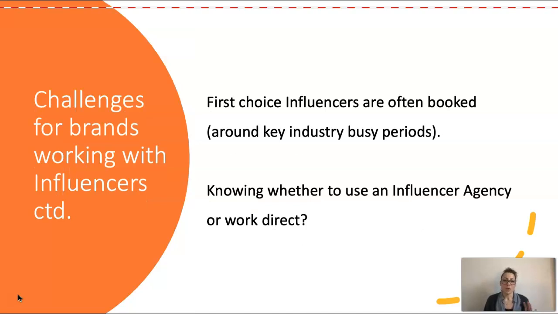So brands, again, will often chase influencers that have a big following, a large audience, and are popular and well known. And those first choice influencers are quite often booked well in advance, especially around key industry and busy periods. So not knowing where to find influencers or how to connect with them in good time to secure a contract can be quite challenging for brands. This is quite often why brands will use an influencer agency, or consider that, or not know whether they should use an agency or contact direct. So those are some of the challenges faced by brands when working with influencers.